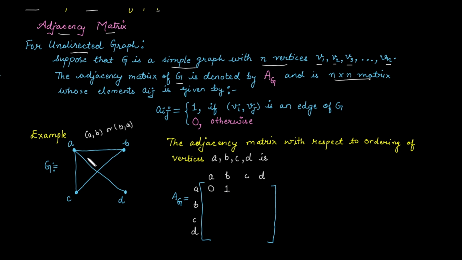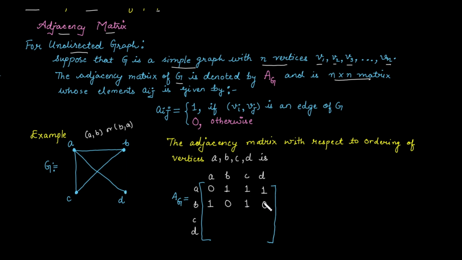So is there any edge between A and C? The answer is yes. So write it as a 1. Edge between A and D? Yes, write 1. Is there any edge between B and A? The answer is yes. So write 1. Is there an edge from B to B? No. 0. Is there any edge between B and C? The answer is yes. Is there any edge between B and D?